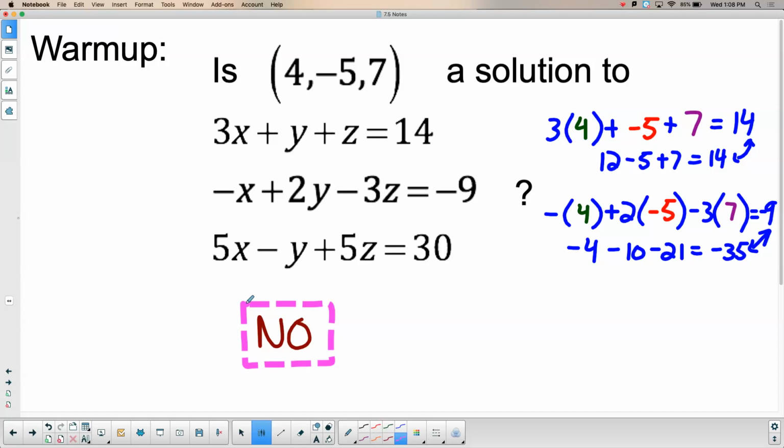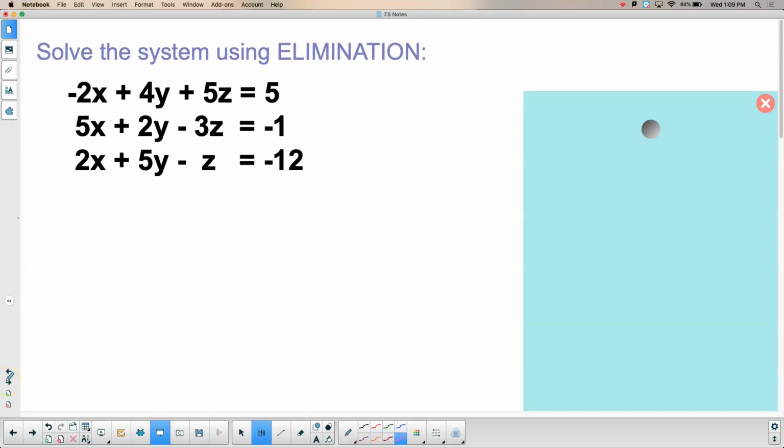Alright, so Monday, we did substitution. 3 equations, 3 unknowns by substitution. Followed basically the same steps of the 2x2 substitution. Today, we're going to do elimination. And again, it's going to follow very closely the steps that go along with elimination from 2 equations, 2 unknowns. However, right off the start, one step is a little different.